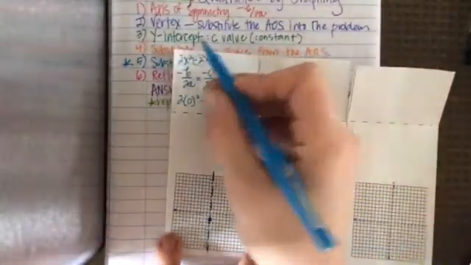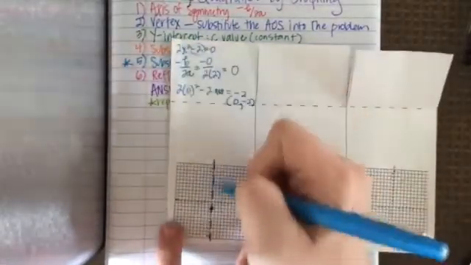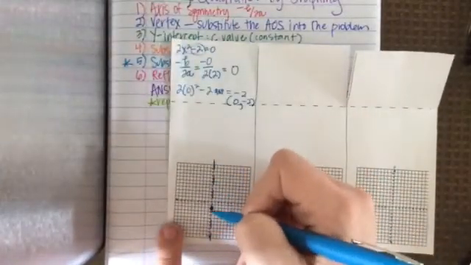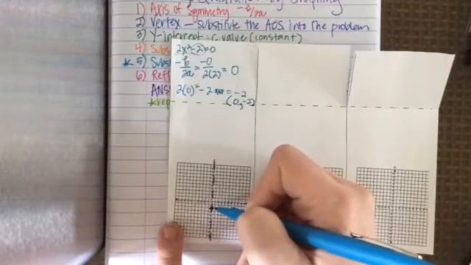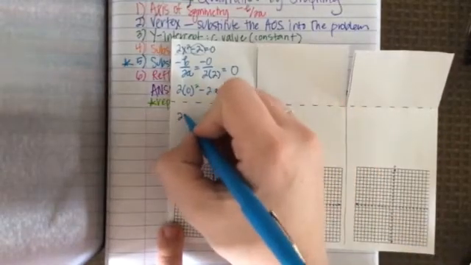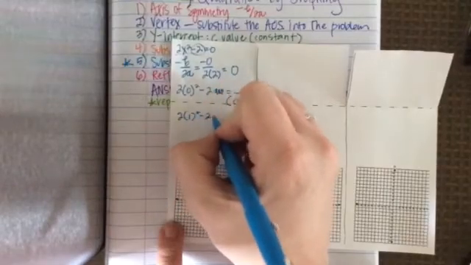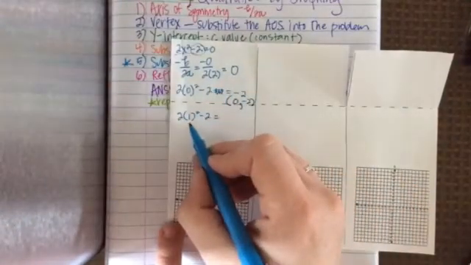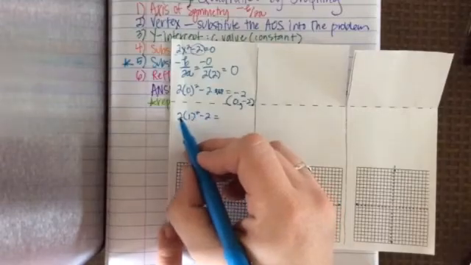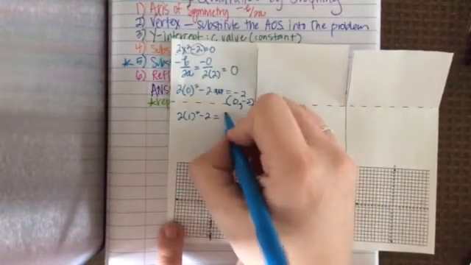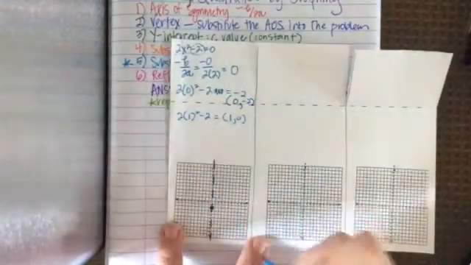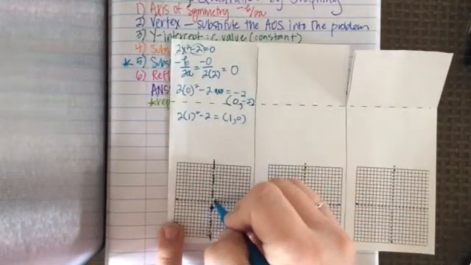Now I'm going to substitute one space from the axis of symmetry. My axis of symmetry is 0, so one space is the value 1 or negative 1. I'm choosing 1 because positive values are easier to substitute. 1 squared is 1 times 2 is 2. 2 minus 2 is 0, so I have 1 comma 0. Over 1, up 0.